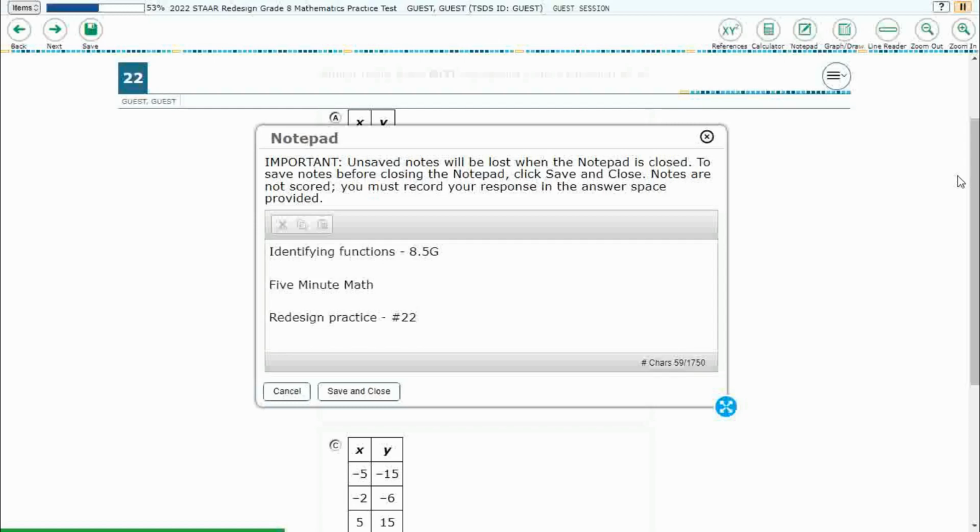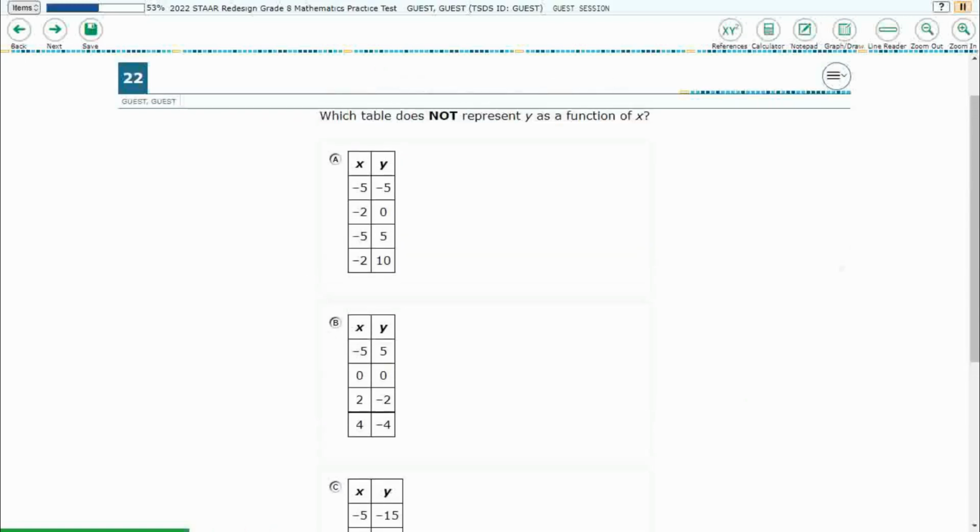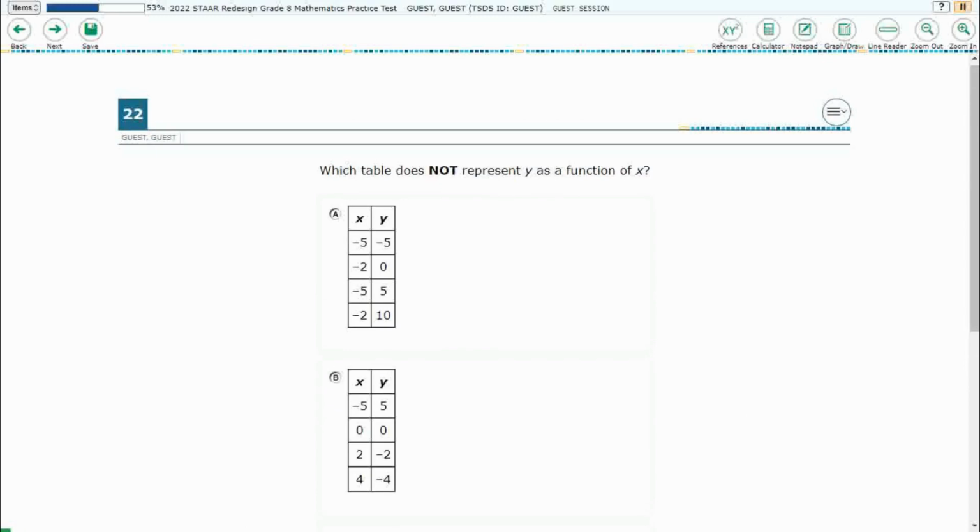Today we are looking at the 8th grade concept of identifying functions. This is standard 8.5G in the great state of Texas, and we are using item number 22 of the Redesign Practice Online STAAR test. If you haven't done so already, please go ahead and take a moment to pause the video, work this problem out on your own, unpause it, and we will look at our answers together.